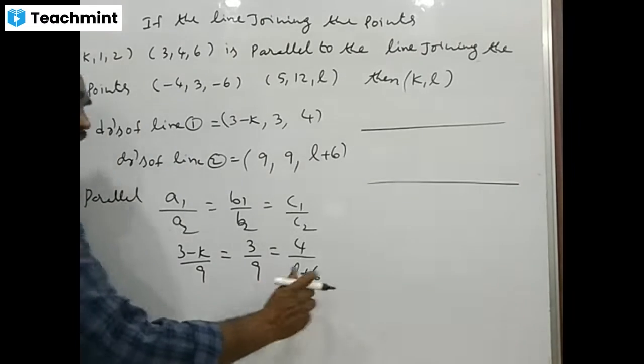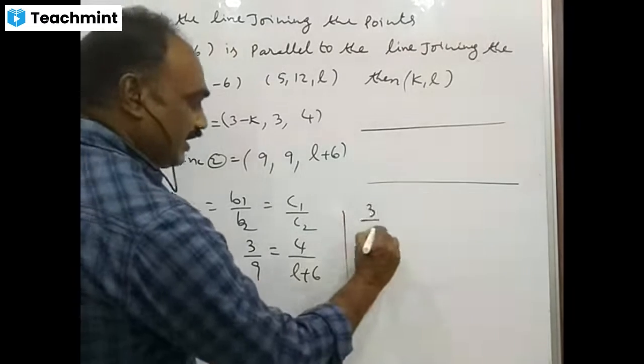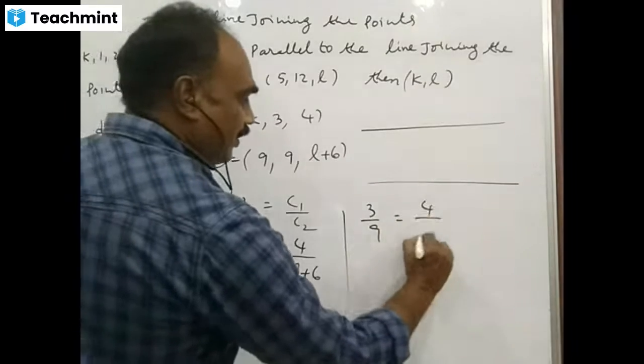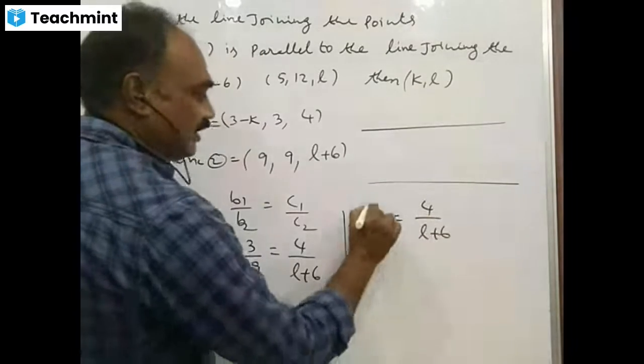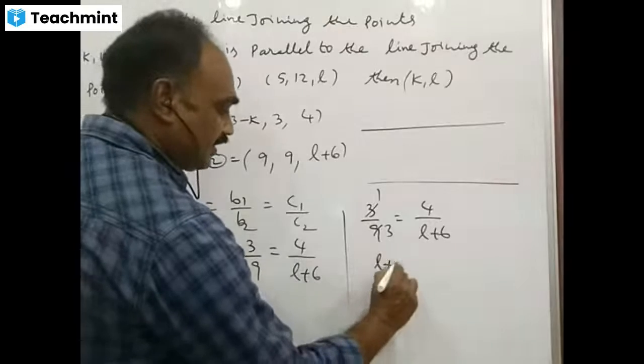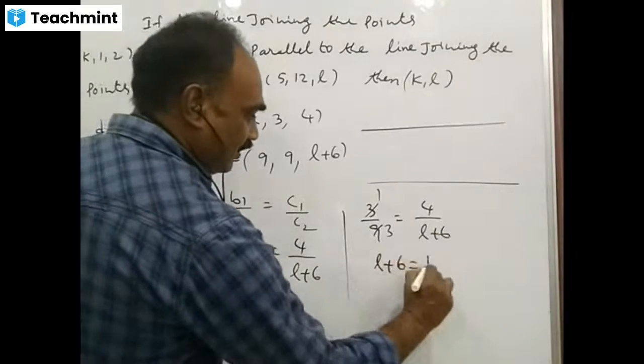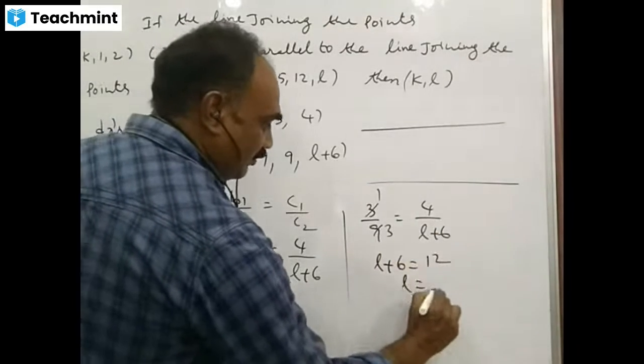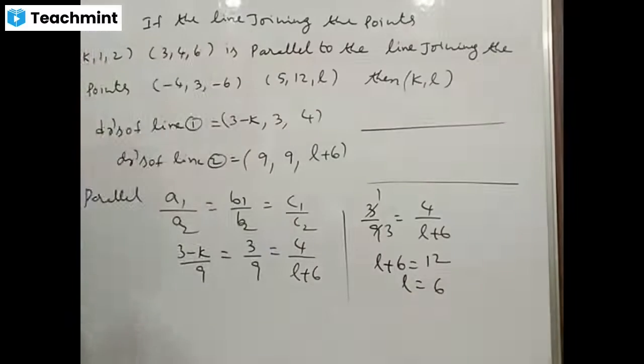First, equating these two, friends, here 3 by 9 is equal to 4 by L plus 6. 3 ones are 3, 3 threes are 9. Cross multiply, friends. L plus 6 is equal to 3 fours are 12. L is equal to 12 minus 6, 6. L is equal to 6.